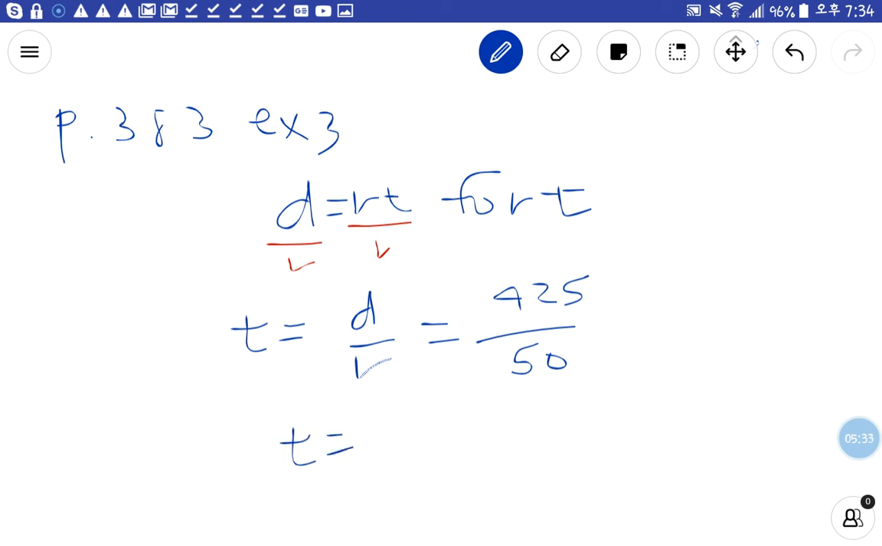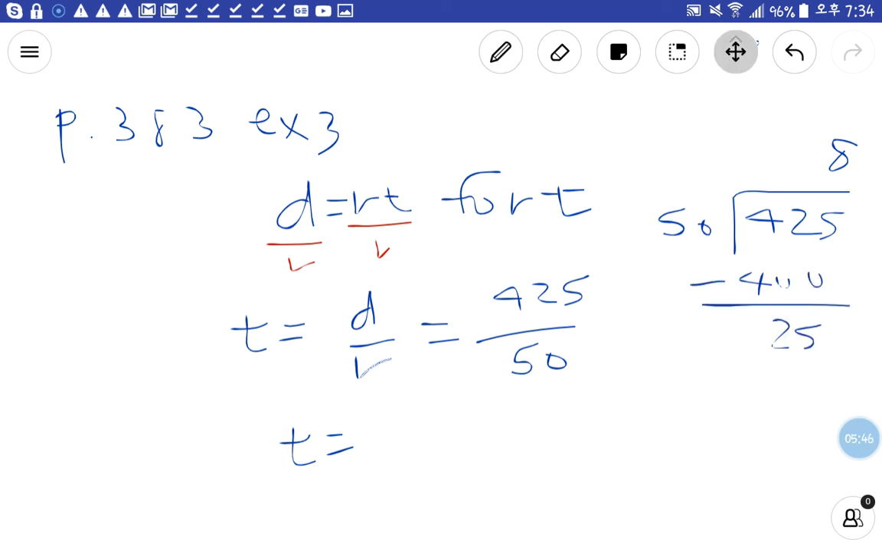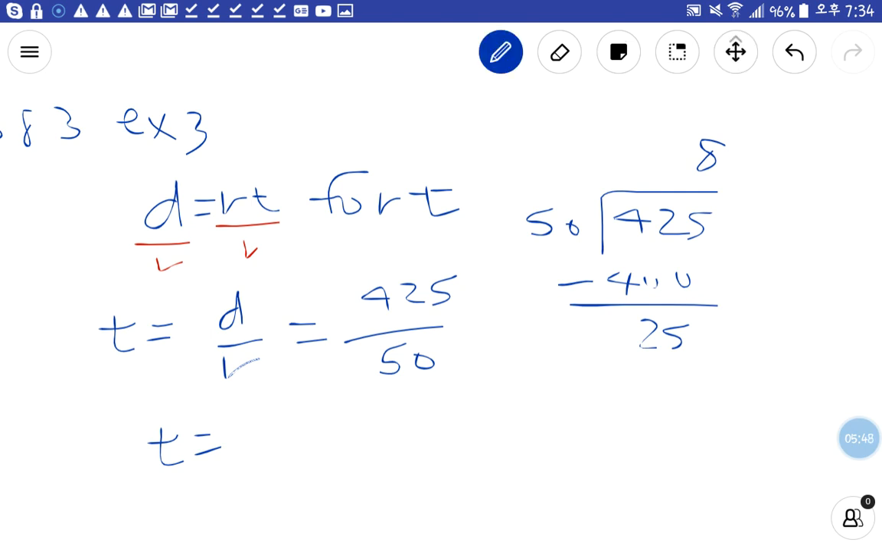What is it? 425 divided by 50. 50 can go into 425 8 times. And then you're going to put the decimal point. Bring 0 down to make 250. 50 can go into 250 5 times. My answer t would be 8.5. So it will take you about 8.5 hours to complete this trip.